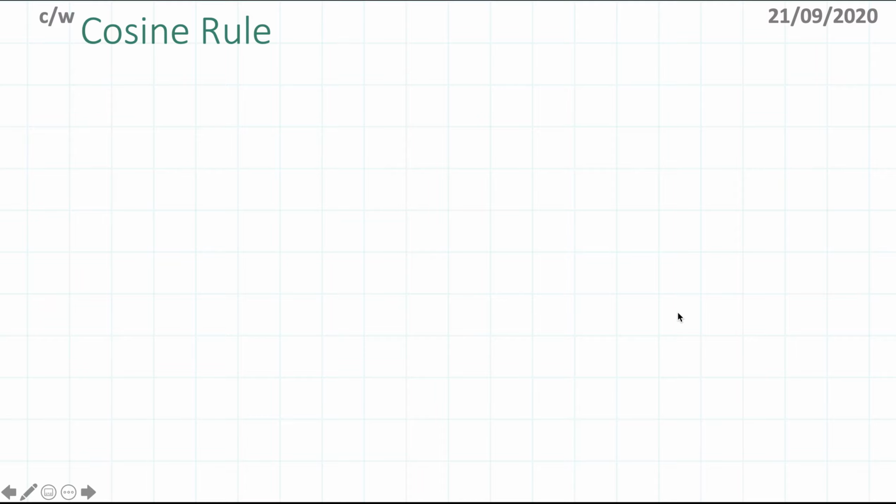The cosine rule is another rule we use for finding missing angles and lengths in general triangles. So we either have the sine rule or the cosine rule. Sometimes we would prefer using the sine rule. Sometimes it's only possible to use the cosine rule. So it really depends on the question.